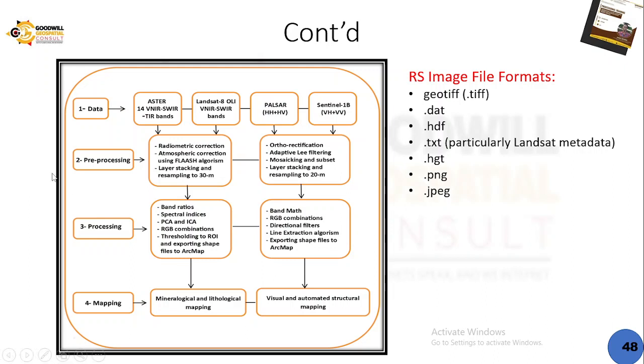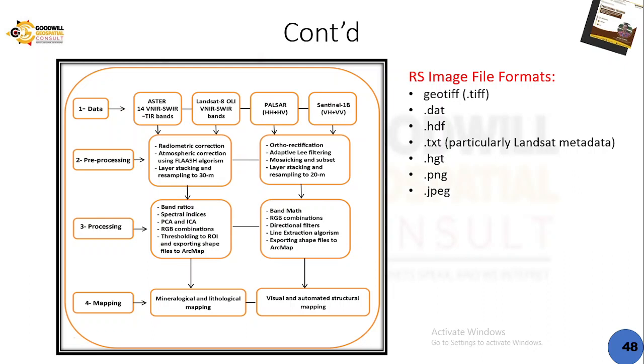This is also a compounded form of processing your image data. So we look at your data: you can get the ASTER, the Landsat 8, the PALSAR, the Sentinel-1B. You pre-process your data: you do the radiometric correction, atmospheric correction, FLAASH algorithm, the layer stacking, the resampling, that's the pan sharpening. You can also do orthorectification, adaptive Lee filtering, mosaicing, and subset layer stacking.